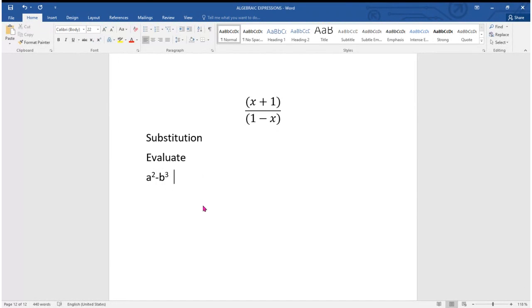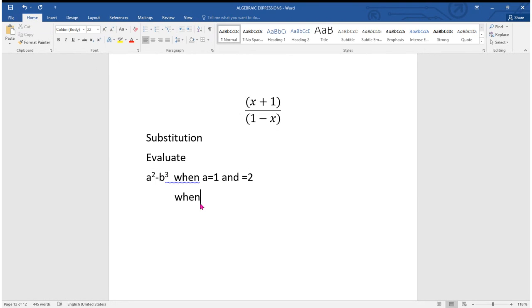When a is equals to 1 and b is equals to 2, and then we can also solve it when.